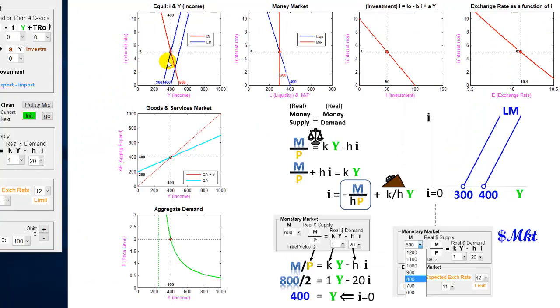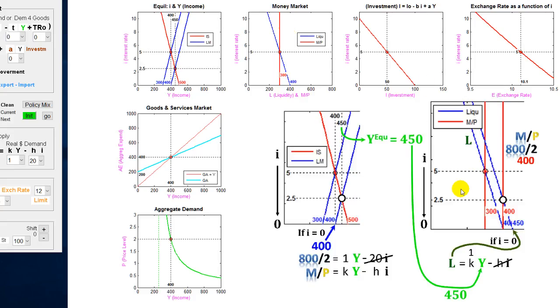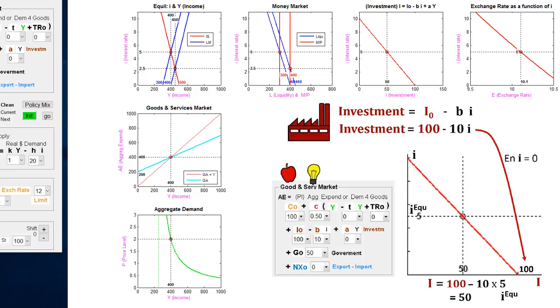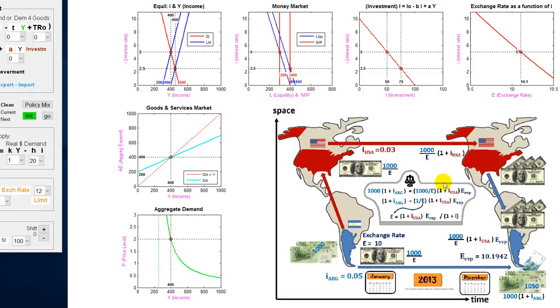Then if the money supply goes from 600 to 800, then this real money supply, which is this red vertical line, will shift, and then you have the explanation here, and then you see why this red line shifts and this blue line shifts. And as interest rate goes down, then investment will go up, so you can understand this. And here you can see why if interest rate goes down, the exchange rate goes up, and so on.